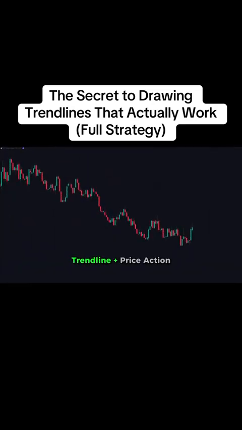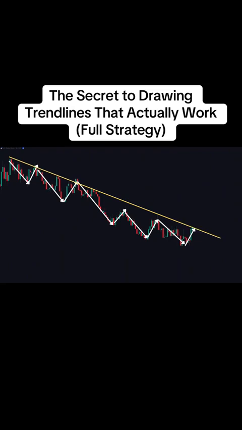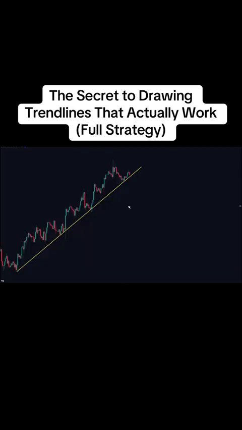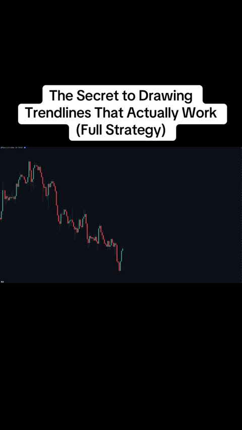We use trend lines and price action together in two main ways. First, we use them for trend continuation, which means trading with the direction of the current trend. Second, we use them for spotting potential reversals, places where the trend might be changing direction. Let's begin with trend trading.